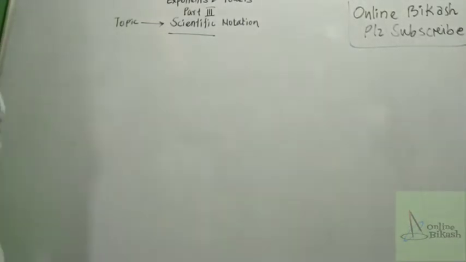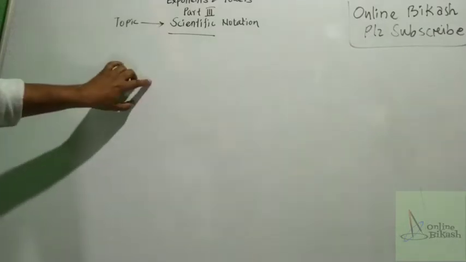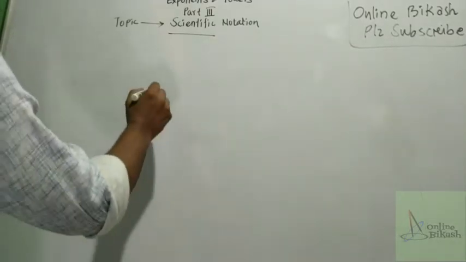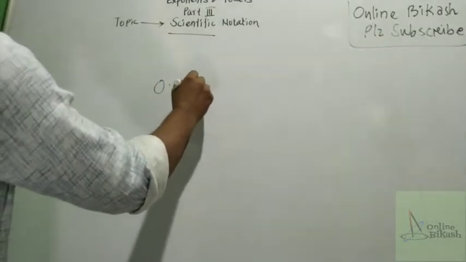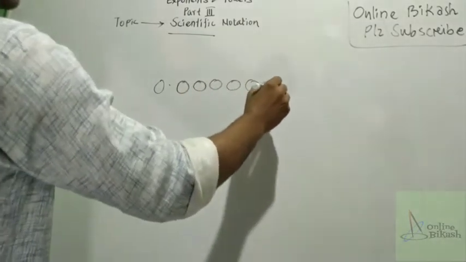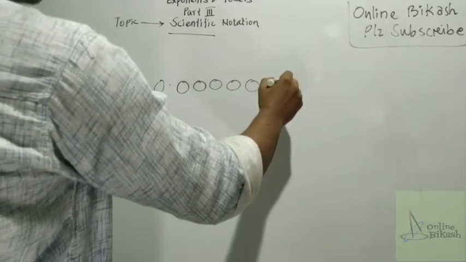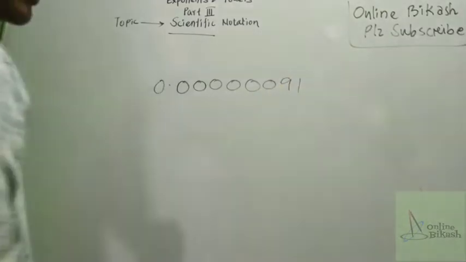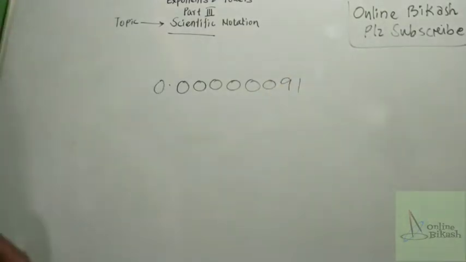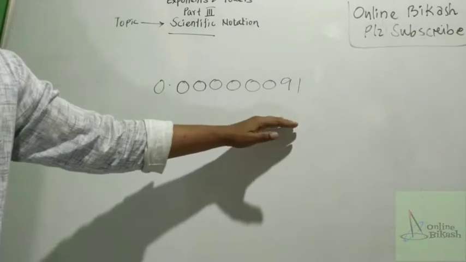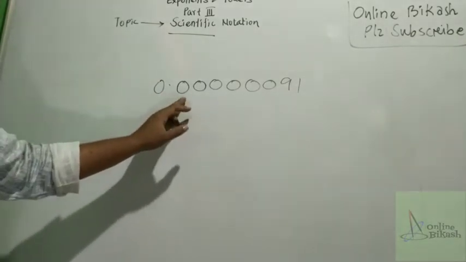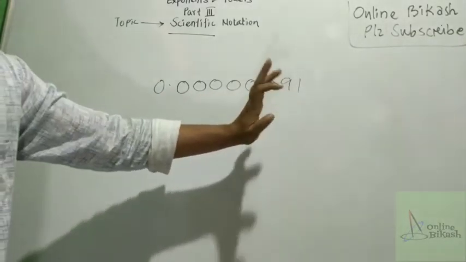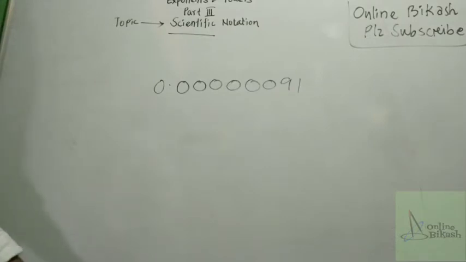Now look at this number. This time we will take a very small number. Okay, let us take 0.00000 say 91. Okay, so here it is a very small number. 0.0000091. So how to express it in its scientific notation?